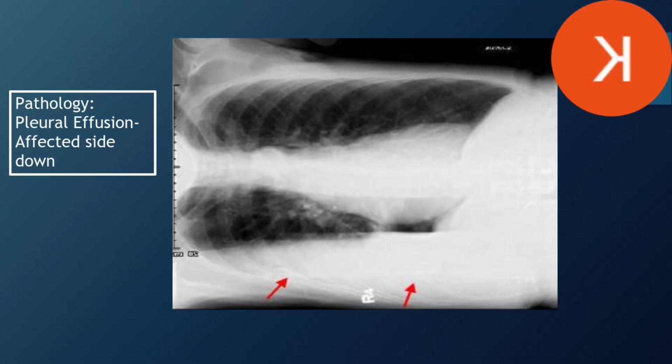Why do we have to do this with the affected side placed down? It's because when the patient lies on the affected side, gravity causes the fluid to layer dependently. And this position also helps to confirm the presence of pleural effusion. The fluid, if you can see here, will appear as a smooth, homogeneous opacity along the dependent chest wall, and the lung above the fluid remains darker.